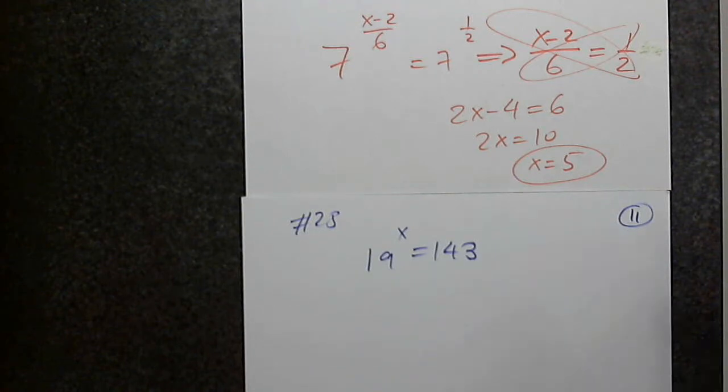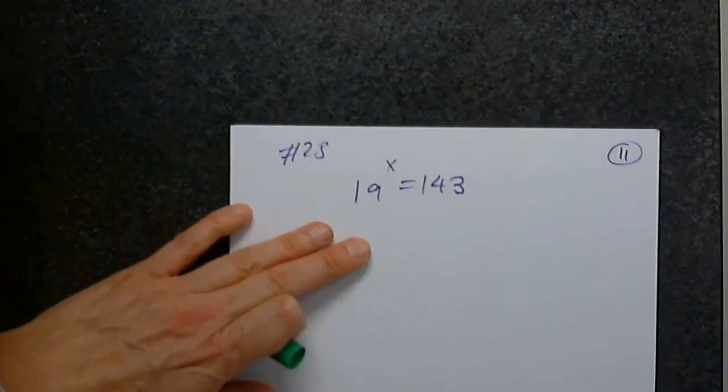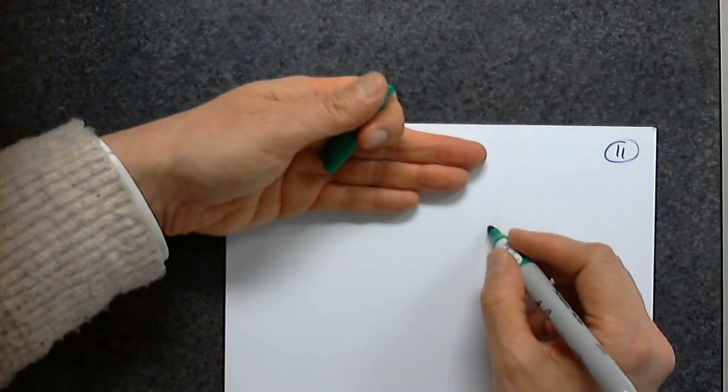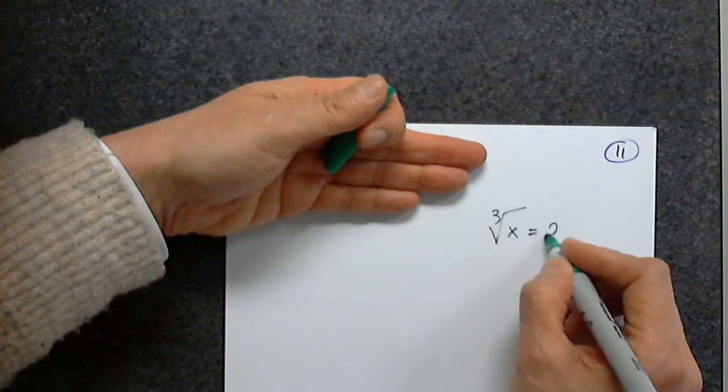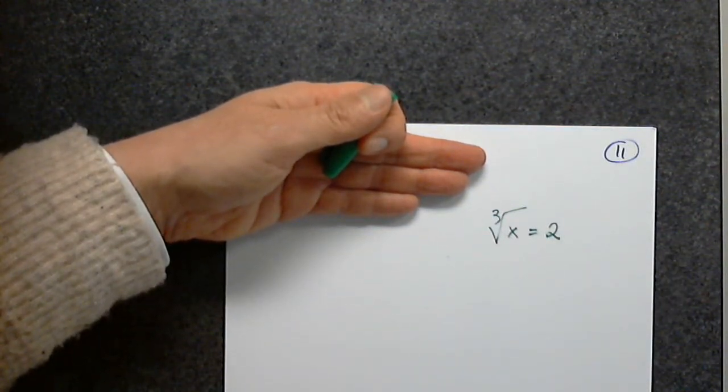Okay, I want to discuss something and connect concepts before we solve this problem. So if I have, let's say, the cube root of x equals 2, how do I solve this equation? Break it down first.